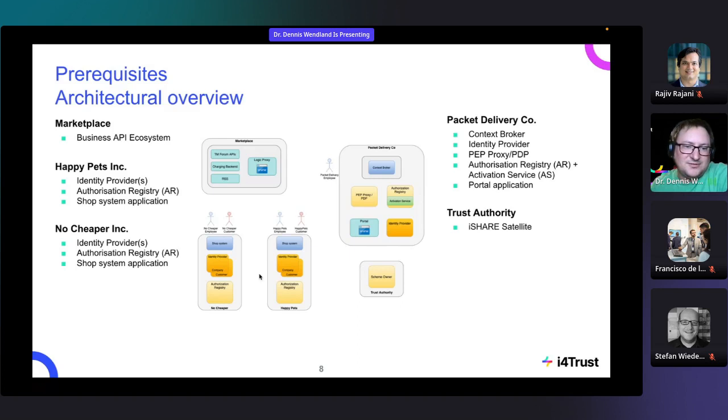Then the environments of the different retailer shops are similar. There will be some shop system, of course, where customers can order things. And then there are also instances of identity providers, so that users or customers can also log in, and they also have their own authorization registries where they store their policies on the user level. So policies where they delegate access rights to the users. And then there's the iShare satellite as trust authority in the data space.